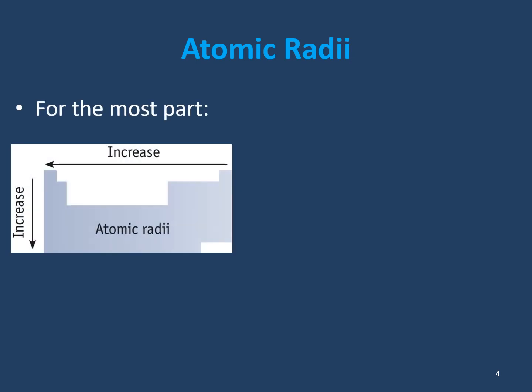So let's talk about atomic radii. Let's look at the trend. For the most part, the radius of an atom, in other words, the size of the atom itself, increases as we go to the left and down, as you can see with those arrows. So an atom down here is going to be much bigger than an atom up here. Or even an atom right here: this one is bigger because it's further to the left. Or, one here is bigger than that one because it's further down.